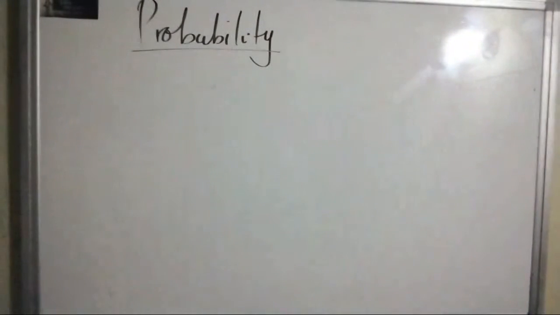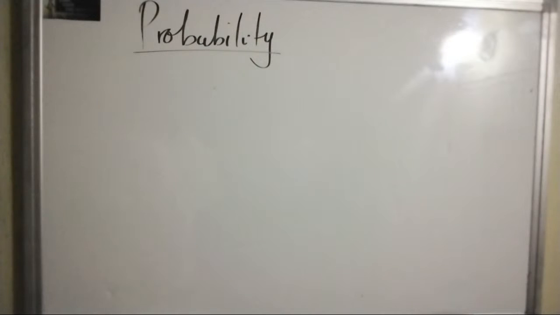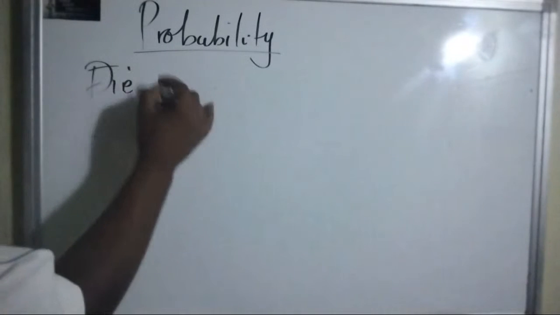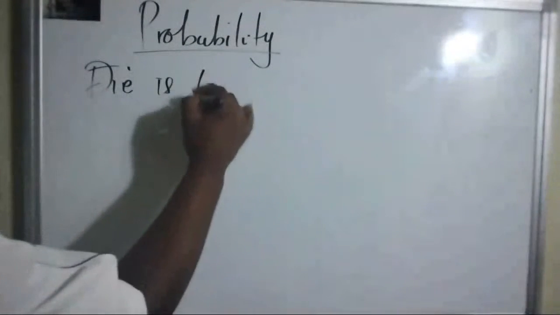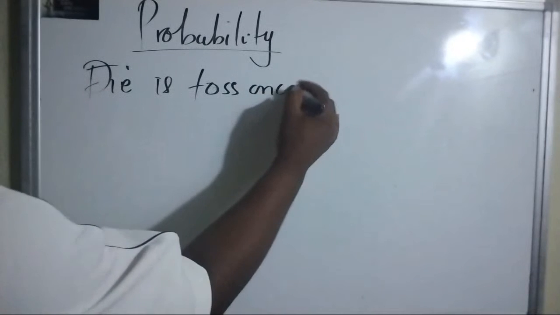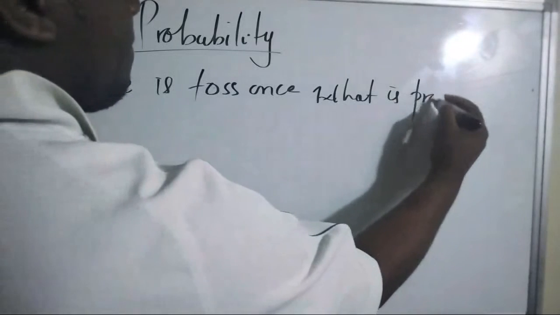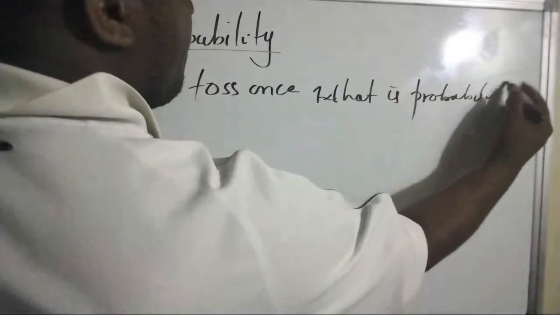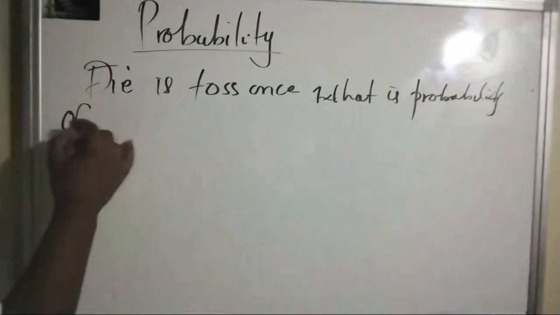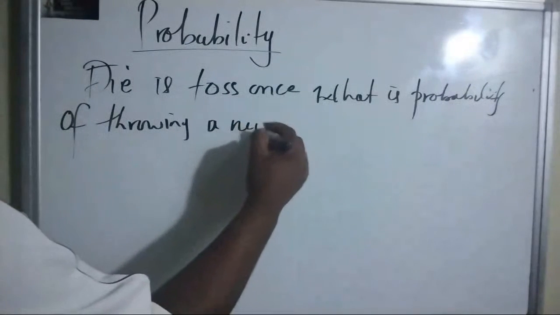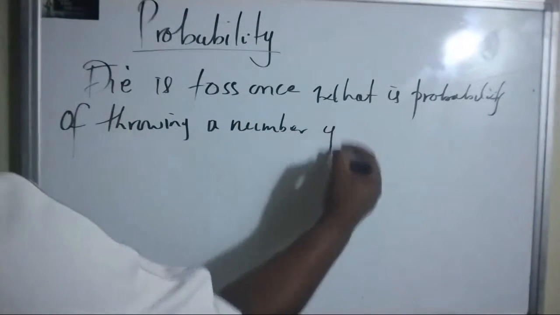So probability. So probability is the possibility of something happening. It doesn't necessarily have to happen, but it's the possibility of it happening. So let us take a die, for example. A die is tossed once. What is the probability of throwing a number greater than 4?